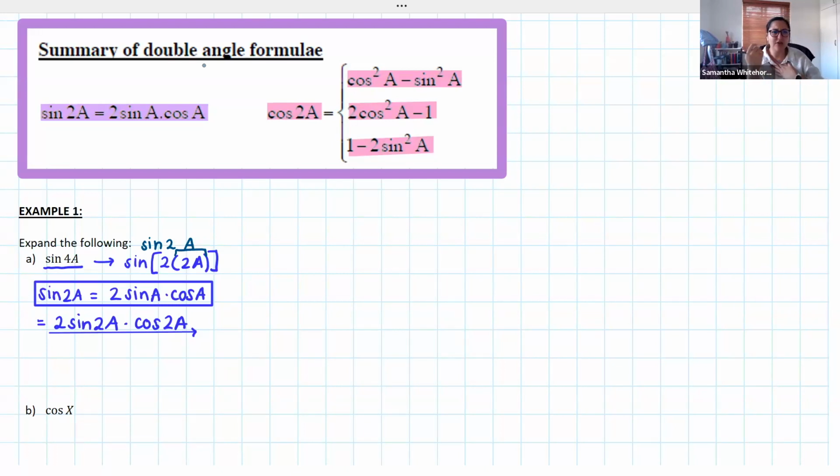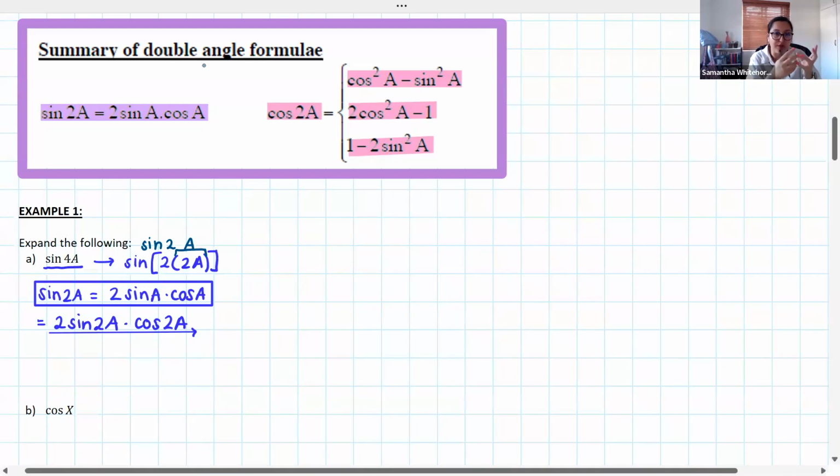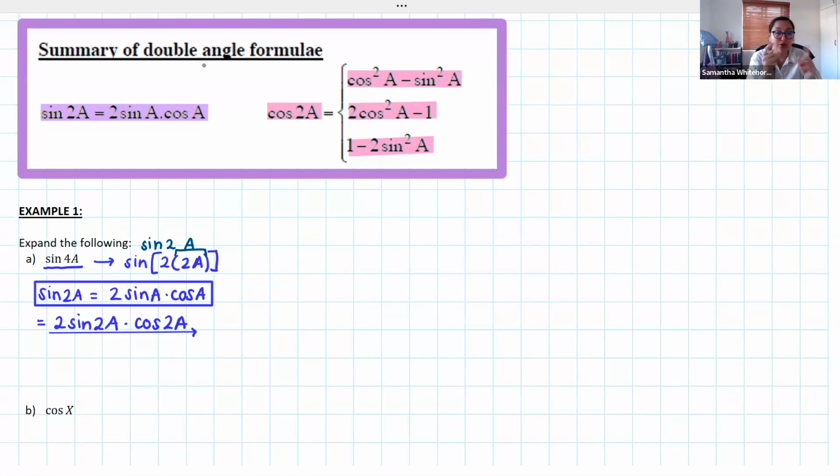The likelihood of you being asked this in a final exam is pretty much 0. You're going to be asked it in the context of a question. The ability for you to use your identity and either expand or write it as a single term with that double angle formula applied is really important, because when you start getting to expressions, being able to do both of those things is really important.